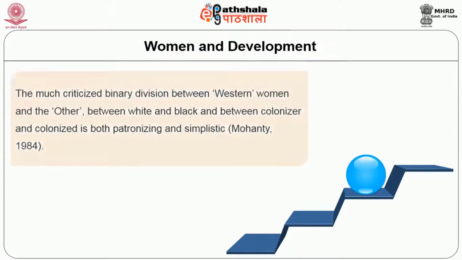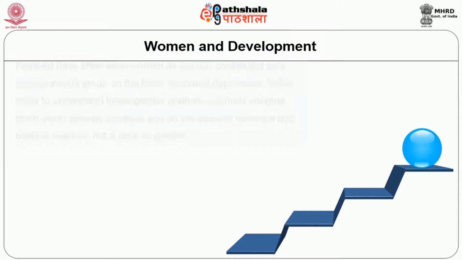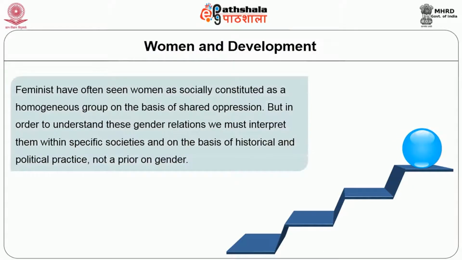The much criticized binary division between Western women and other, between black and white, between colonizer and colonized is both patronizing and simplistic. Feminists have often shared women as socially constructed as a homogeneous group on the basis of shared oppression, but in order to understand these differences in terms of gender relations, we must interpret them within specific cities and on the basis of historical practices and social practices and not entirely on gender.